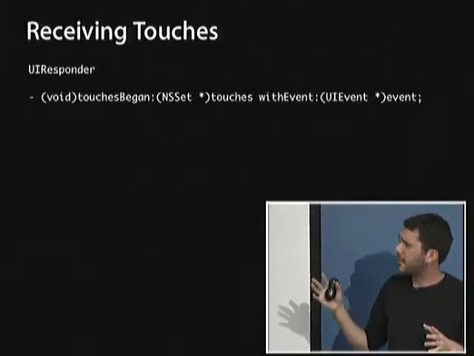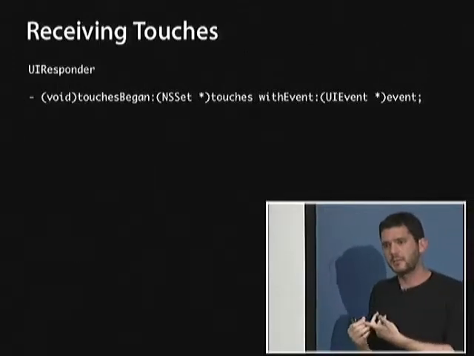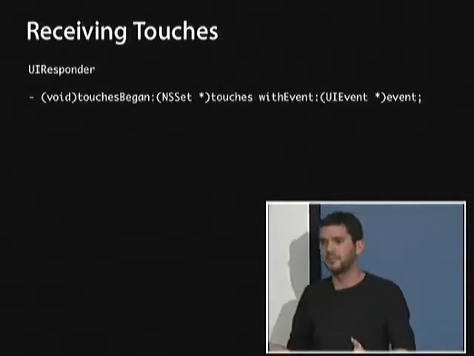All of these methods have two parameters. The first is an NSSet, which contains the touches that you're being notified about.